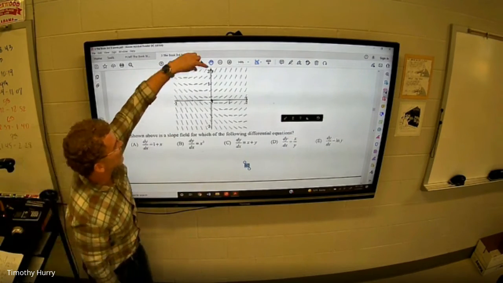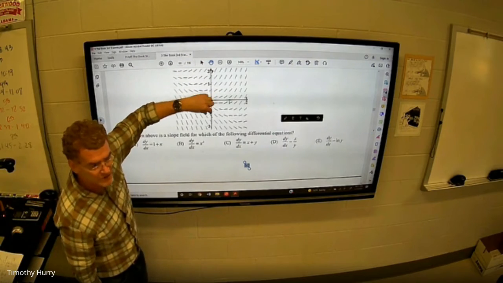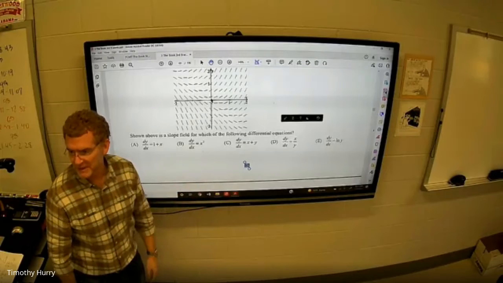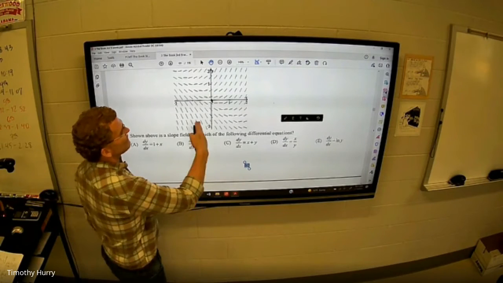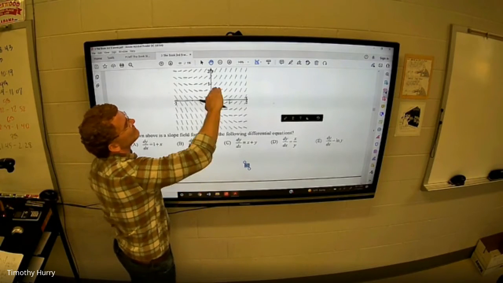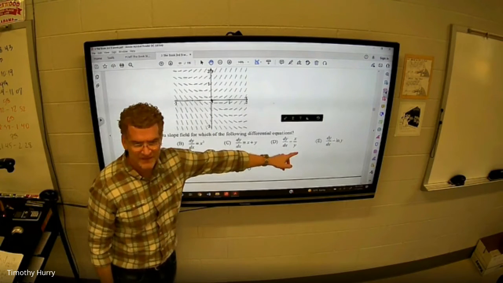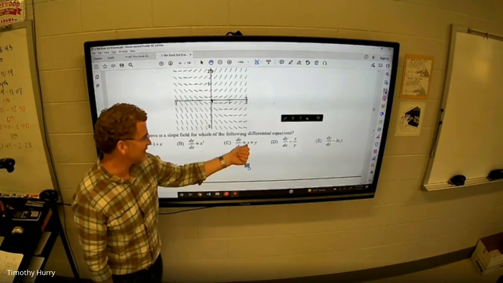X is 0 are all of these, right? 0, 1, 0, 2, 0, 5, 0, -6. What should all of those slopes be? 0 slopes, and those aren't 0 slopes. Maybe there it is, but not up here and not down there. So there's a lot of ways I can eliminate that thing. And then what's a way of confirming this thing?